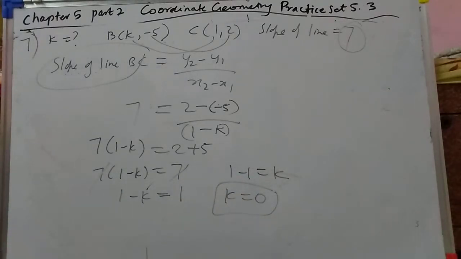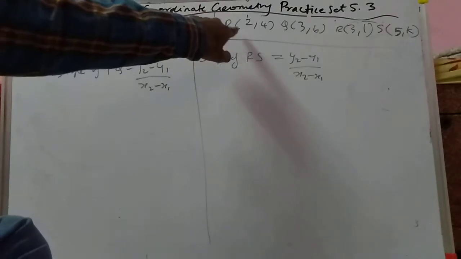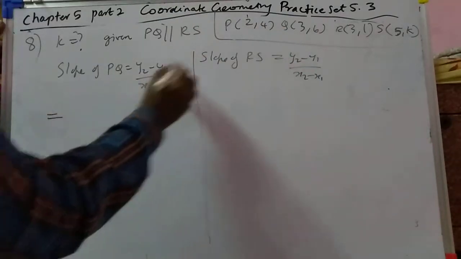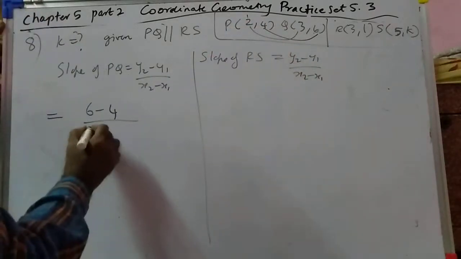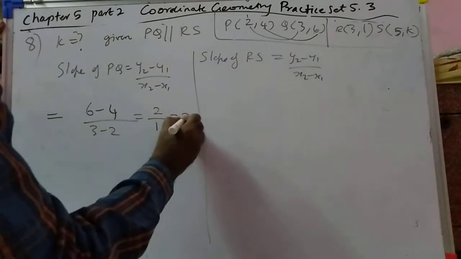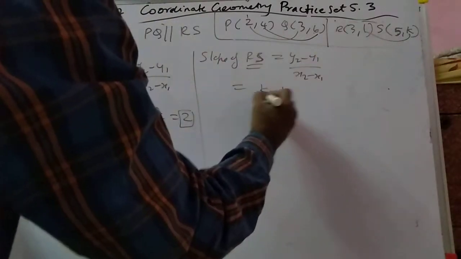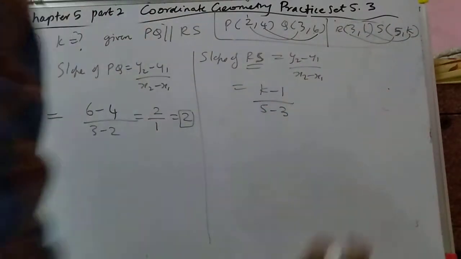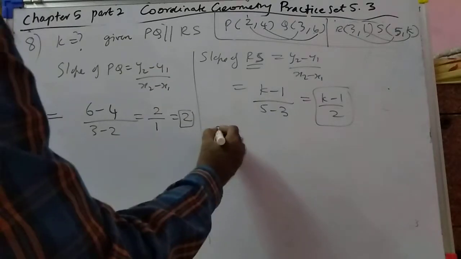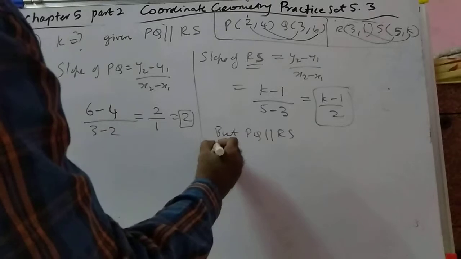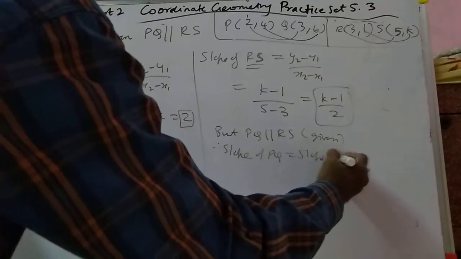Now let's do the last problem. Okay, 8th problem, we have to find k, PQ is parallel to RS. And we have the points. Let's find the slope first. So PQ, 6 minus 4 upon 3 minus 2, that will become 2 upon 1, that is equal to 2. Let us calculate for RS, k minus 1 upon 5 minus 3, that will become k minus 1 upon 2. But PQ is parallel to RS. Therefore, slope of PQ is equal to slope of RS.